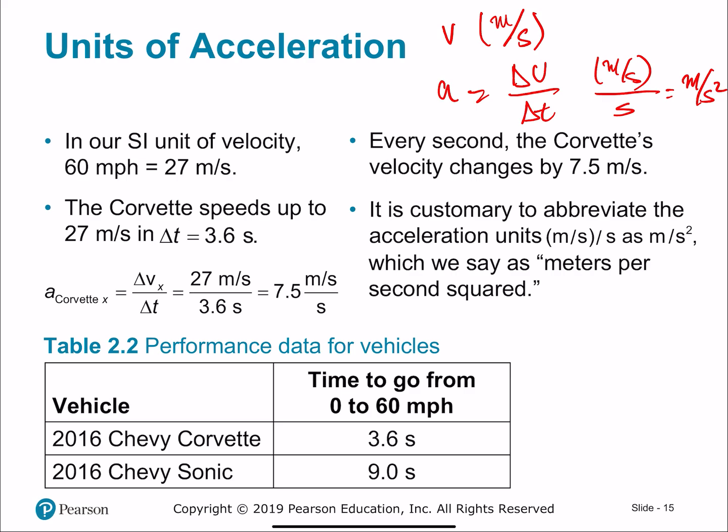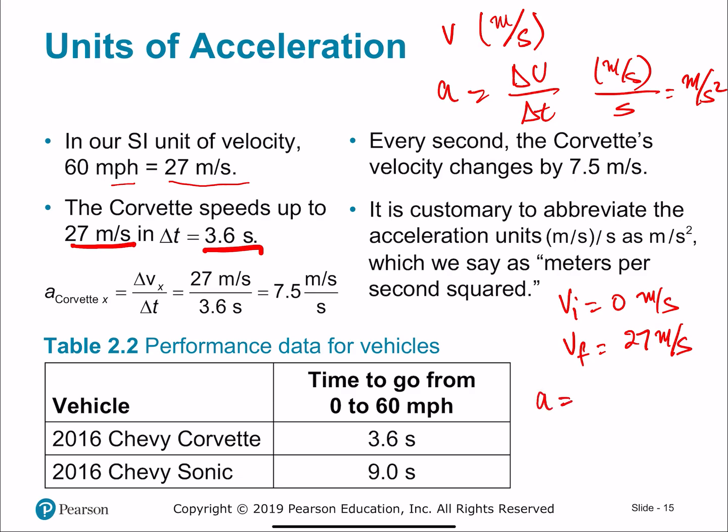So for instance, let's say you have a car that is moving at 60 miles per hour, which is equivalent to 27 meters per second. It goes up to 27 meters per second in 3.6 seconds. What is the acceleration? Well, let's think about that. The initial velocity is 0 meters per second, right? Because it starts from rest. The final velocity is 27 meters per second.